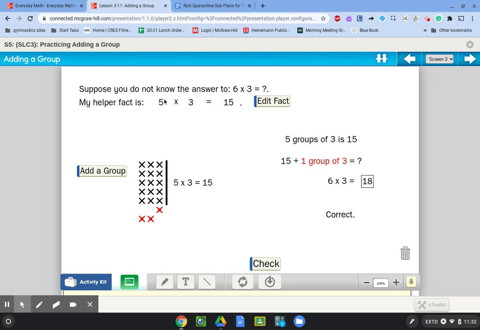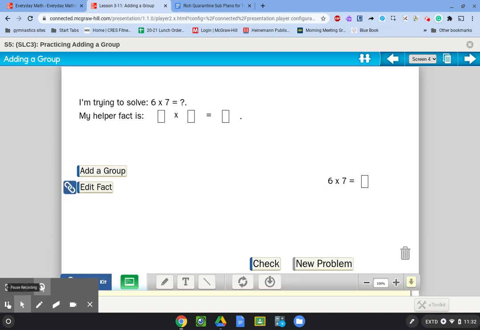Okay, so we used our helper fact of 5 times 3 is 15 to figure out what 6 times 3 was. One more 3, one more group. 15 plus 3 is 18. 6 times 3 is 18. Here's a bonus one. Take a look at this. I'm trying to solve 6 times 7. So this could be like your try this at the bottom of page 91.